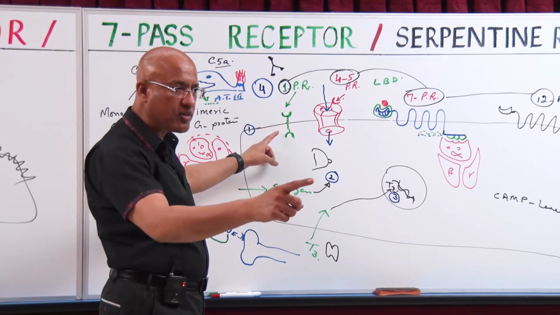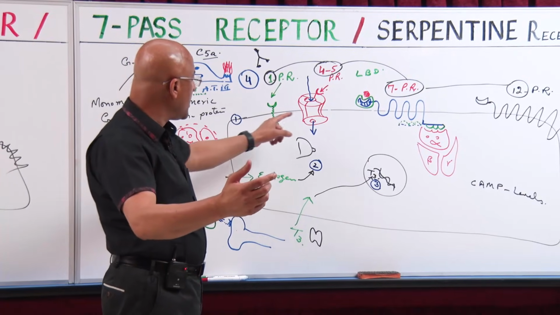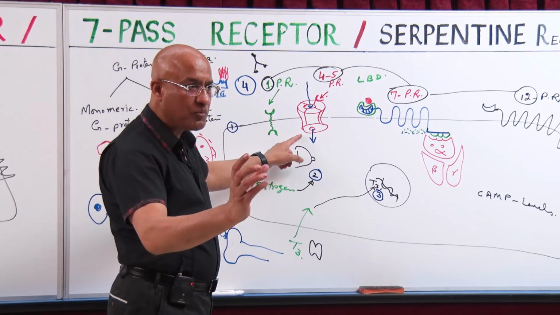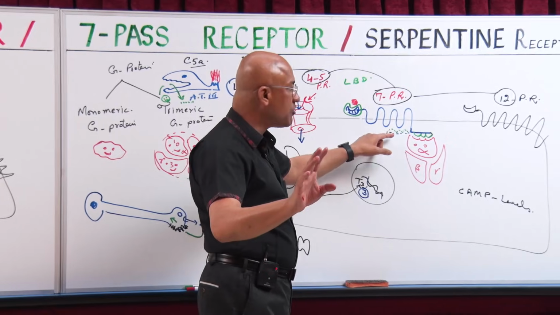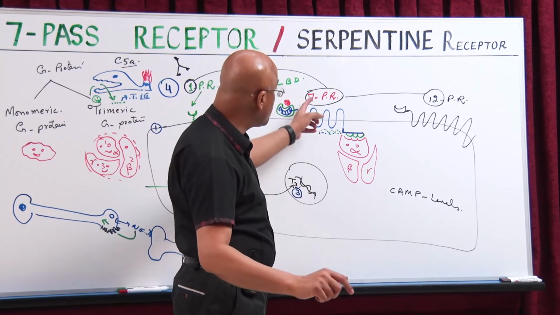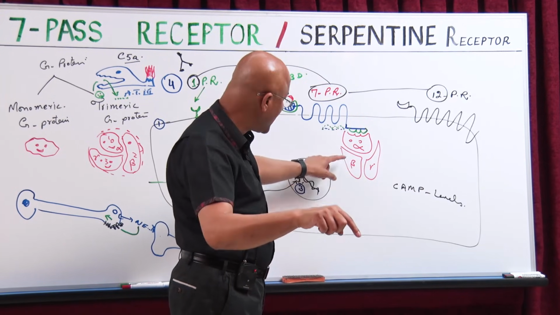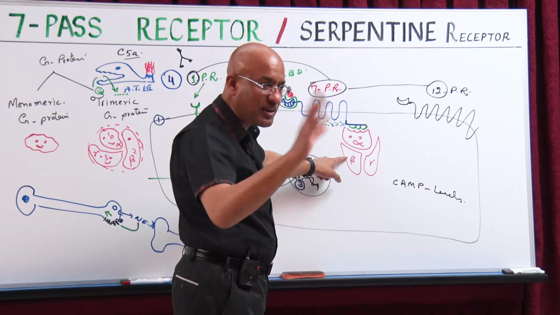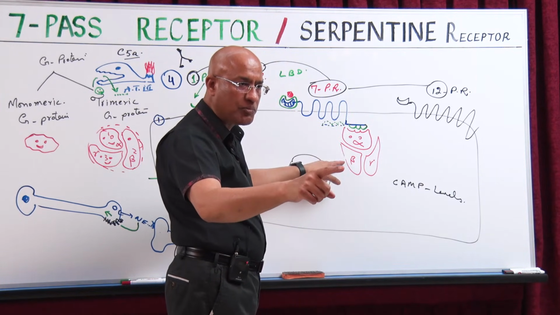For 1-pass receptors, a classical example is the receptor for insulin or different growth factors. 4 to 5-pass receptors are usually ion channels, which alter their function on binding of a specific ligand. And 7-pass receptors are intracellularly coupled with G proteins, so they are also called G protein coupled receptors. They couple with trimeric G proteins, not with monomeric G proteins.